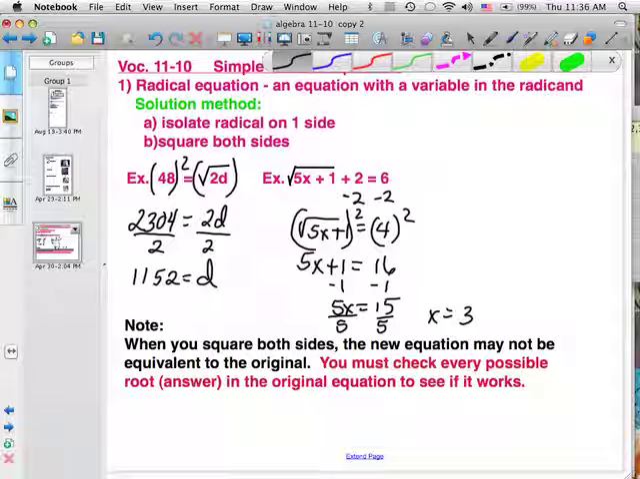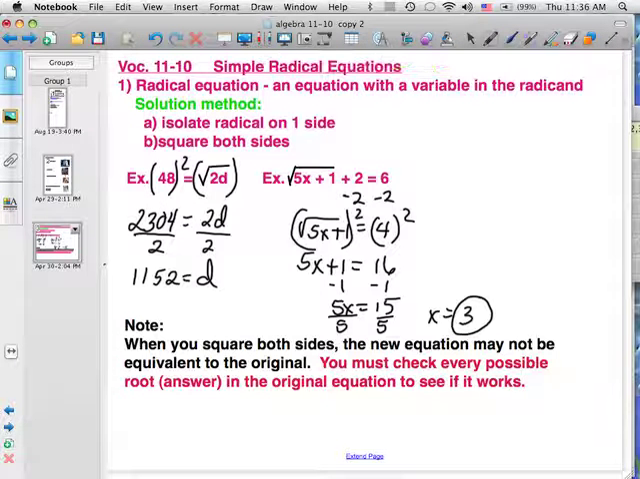When we square both sides, we've created a new equation, a squared equation, that might not be equivalent to the original one. So you have to check your answers when you get them to make sure they work. So I can see that that works here, and 3 times 5 is 15 plus 1 is 16. That works there. So be sure and check your results.